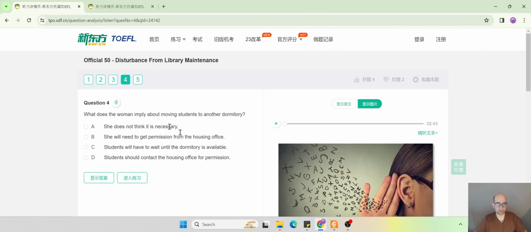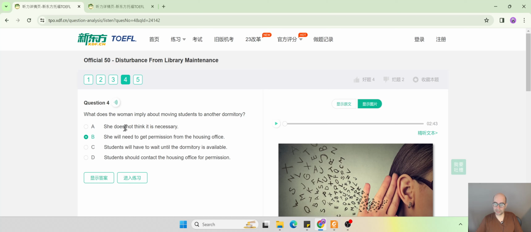Okay. So now we come here. She does not think it is necessary. No, that's not what I read and understood in my notes. That's just wrong. It doesn't make any sense whatsoever. Choice B. She will need to get permission from the housing office. Yeah, that's what I understood from the text. And that key word here is permission, okay? She needs their consent. So B is the right answer. You would mark it and move on, hit next.